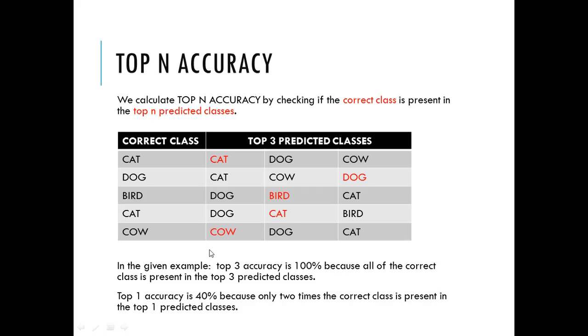Let's change the N from 3 to 1 and this time we want to calculate the top 1 accuracy. That is 40% because only 2 times the correct class is present in the top 1 predicted class out of the 5 records. So now we have a good understanding of the problem statement and the evaluation metrics for this task.